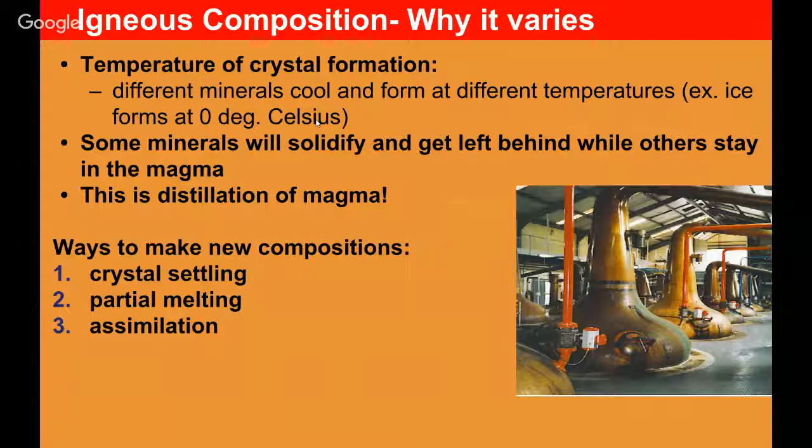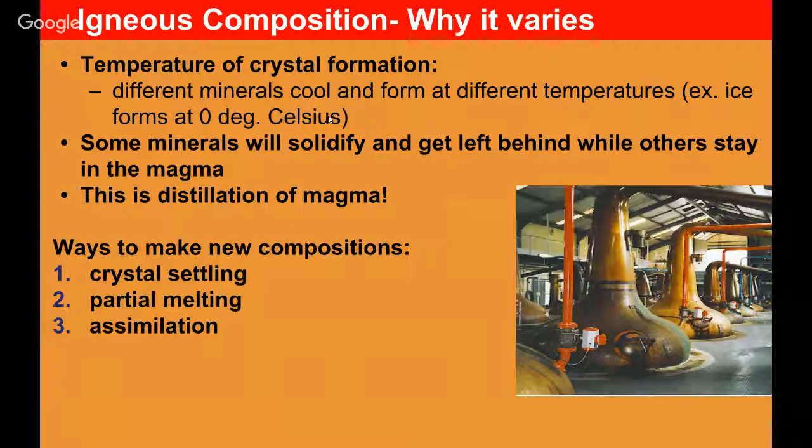Well, different minerals crystallize at different temperatures. Quartz will go from magma to a solid crystal at a much different temperature than will ice, and it'll go from a solid to a liquid at a much different temperature than will olivine. So it's all about those different temperatures of crystallization and melting that allow for these different compositions.